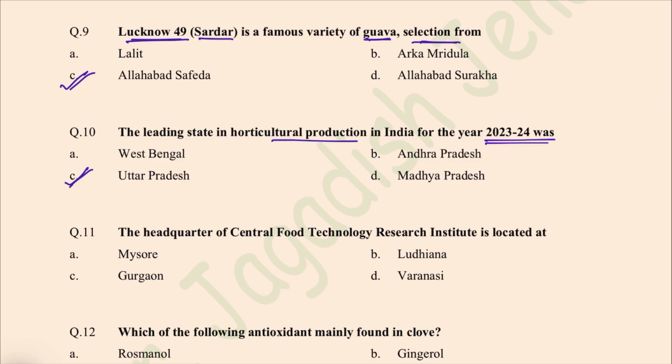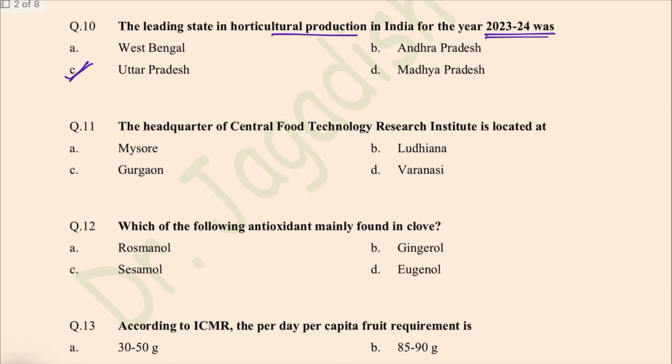Then the question: the headquarters of the Central Food Technology Research Institute, CFTRI, is located at Mysore. CFTRI is one of the national research institutes under the Council of Scientific and Industrial Research, or CSIR. It is dedicated to food research and development and headquartered at Mysore, Karnataka.